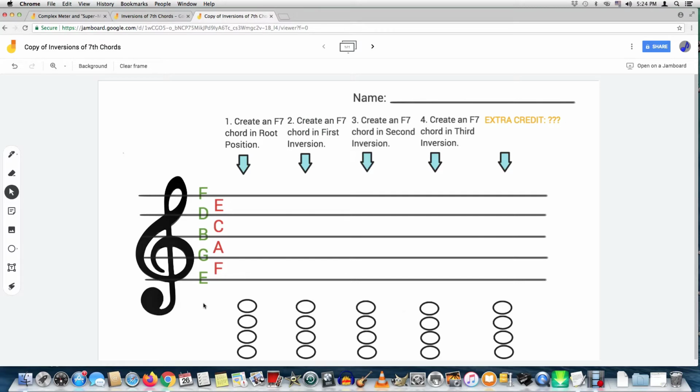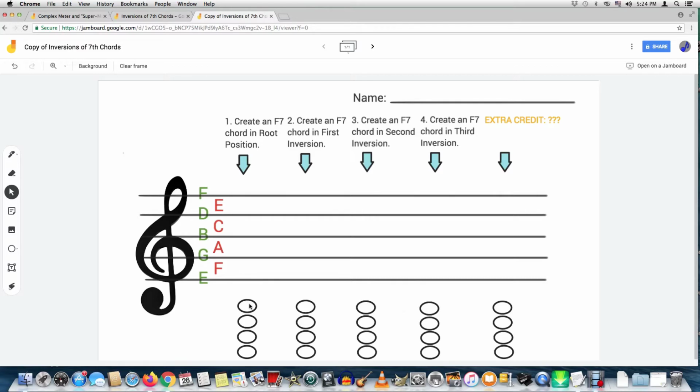Okay? Now, before we get into the seventh part of this, I just want to start to create an F chord in root position. So, root position is the same definition as when you're working with triads. It simply means that the bottom note is going to be on a line or space that is the same letter as the name of the chord. So the name of this chord is F7 chord. The letter is F. Disregard the 7 for a second. The letter is F, so that means the bottom note must be an F.